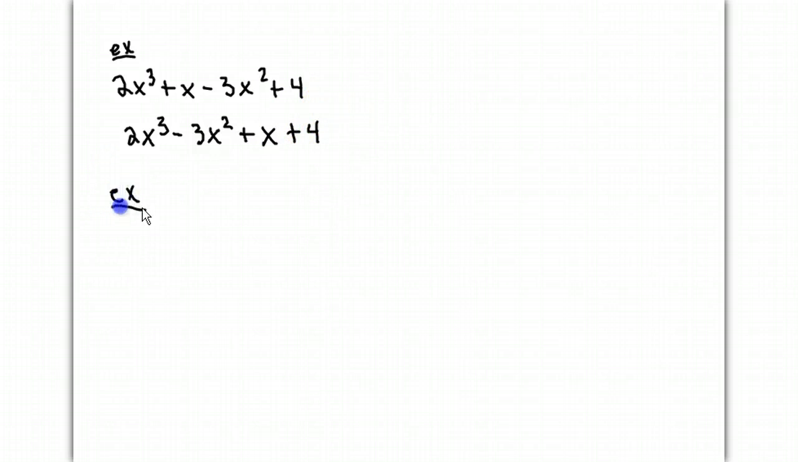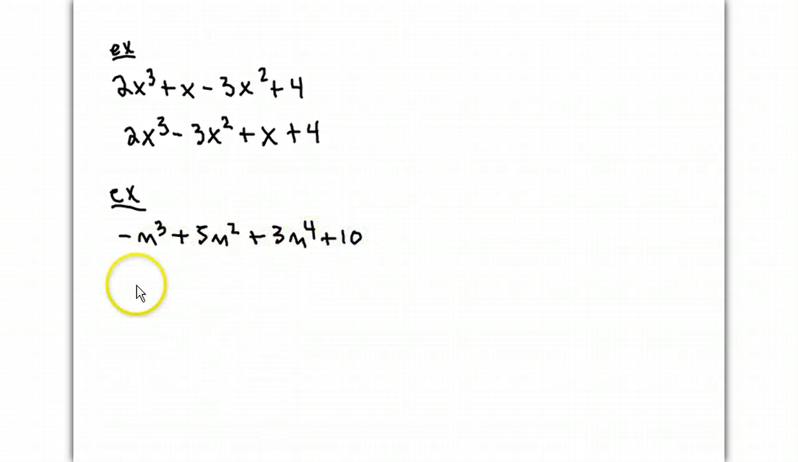So let's say you had another one. You have a minus m to the third power plus 5m squared plus 3m to the fourth, and then plus 10. So clearly the highest power is 4, so that will go first. So you have 3m to the fourth. Then next would be a minus m to the third, and then a positive 5m squared, and then the positive 10.